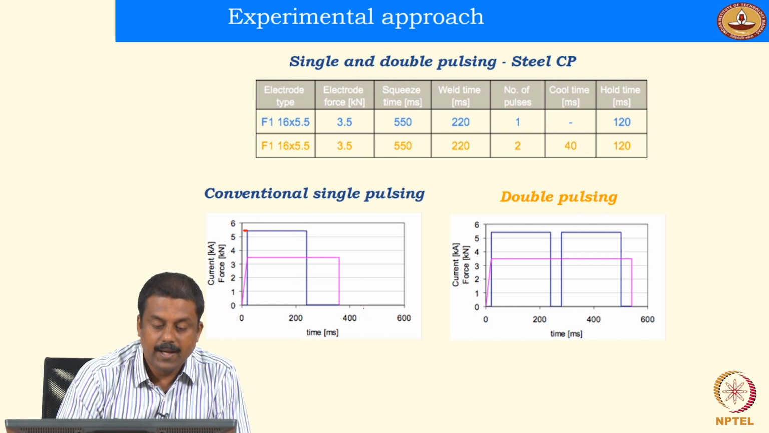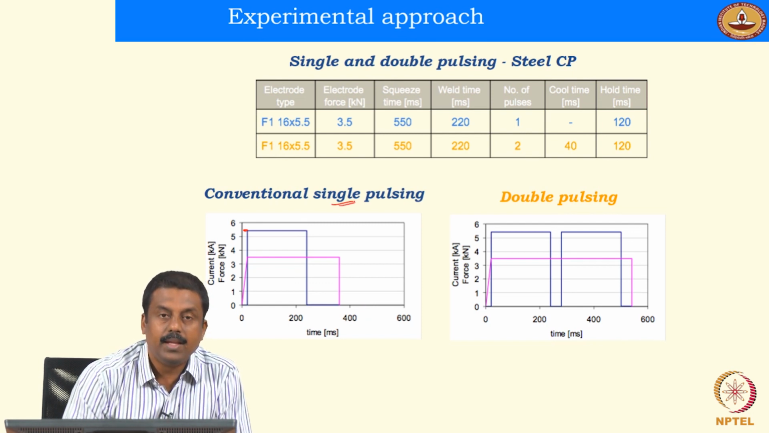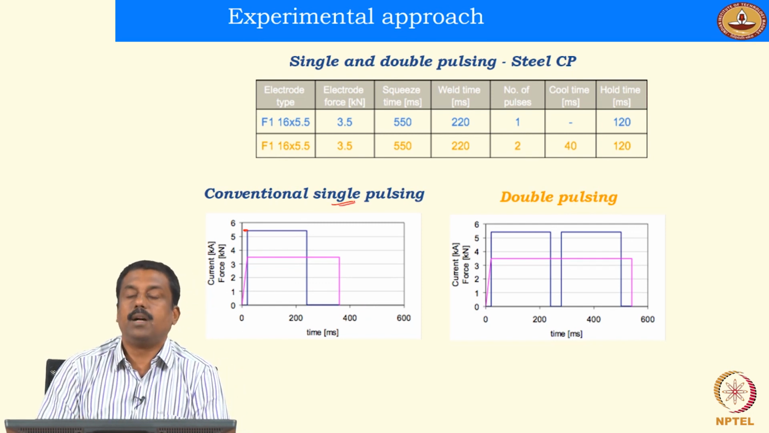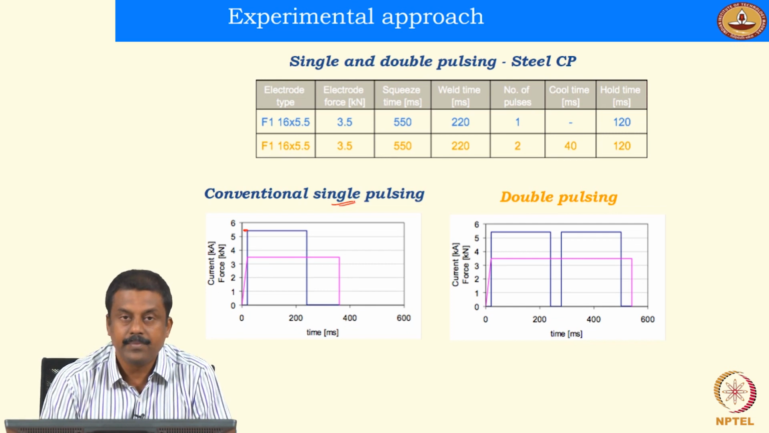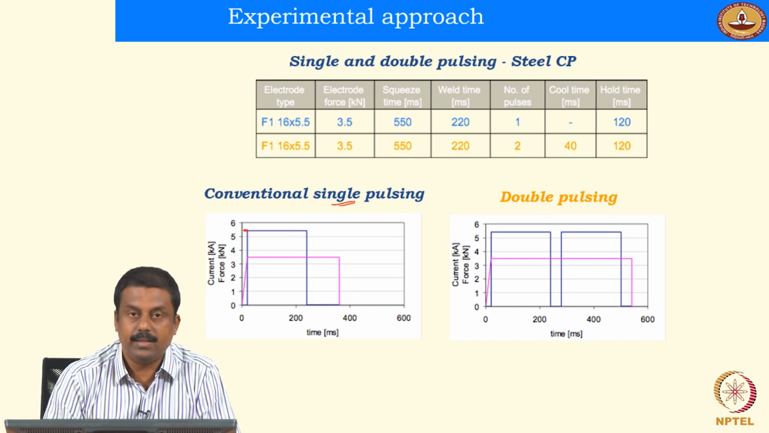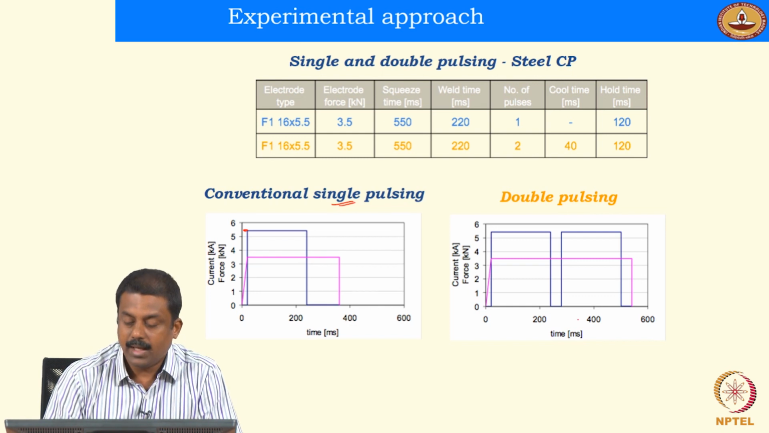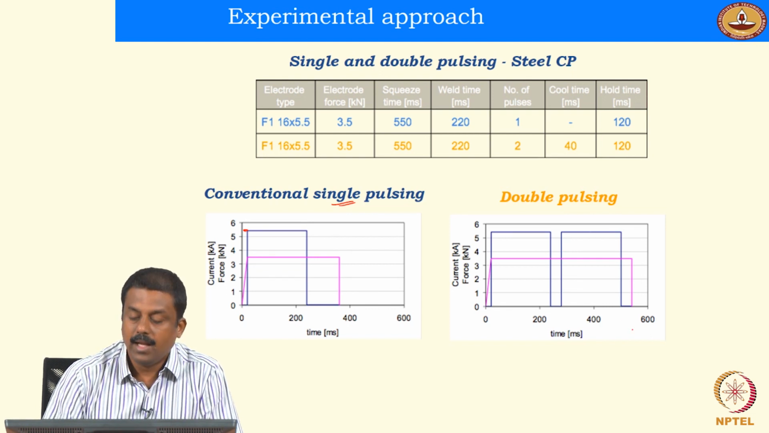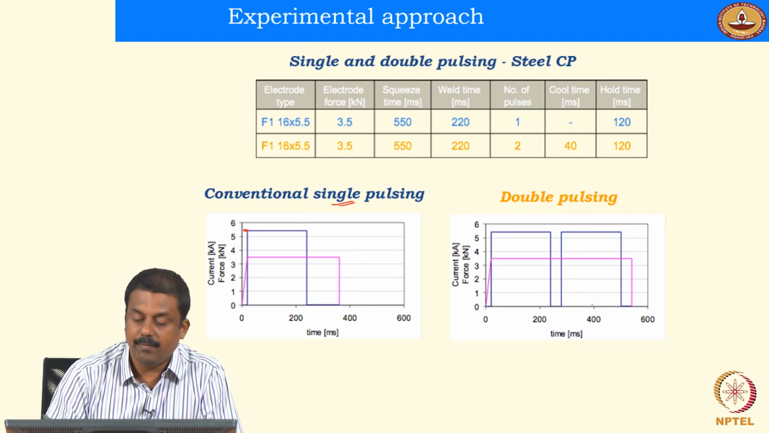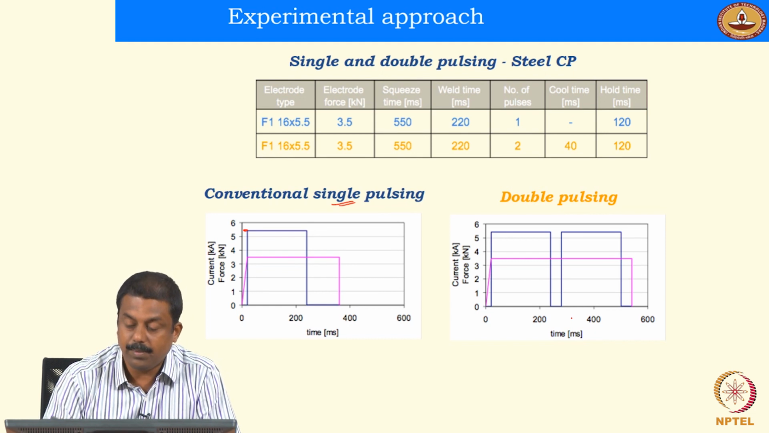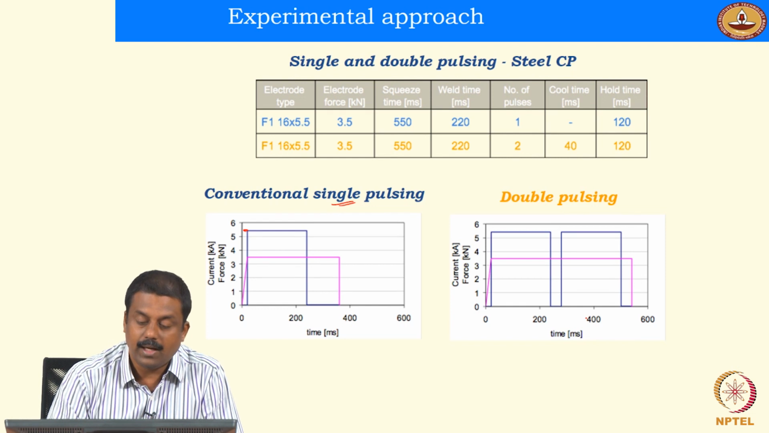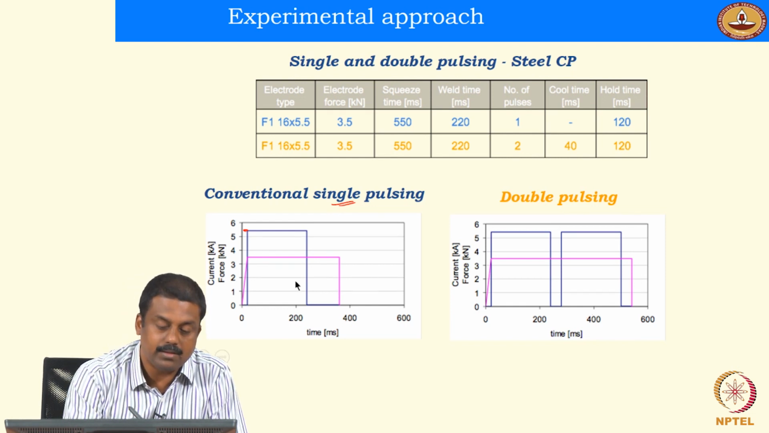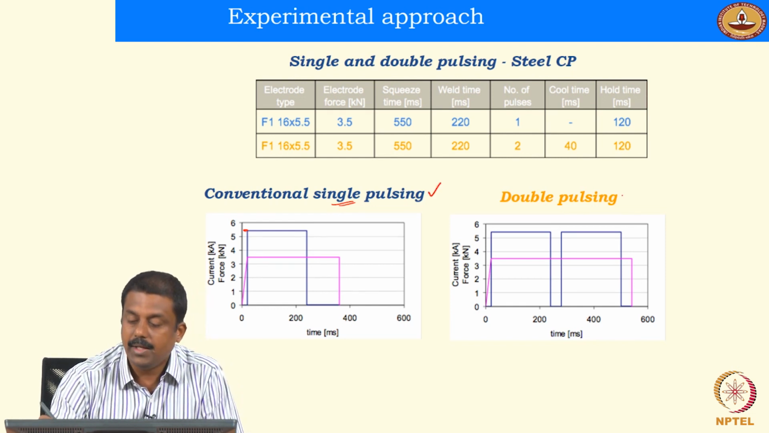So, now instead of doing a single pulsing, in order to reduce the segregation, or in order to homogenize the alloying elements in the weld nugget, we can also apply a second pulsing. So, instead of having only a single pulse, we can also apply a second force pulsing, and whether it is going to improve mechanical properties or not, we will see in subsequent slides. Right now we see the effect in the welding parameters. So, instead of using a single pulsing, we do a double pulsing.